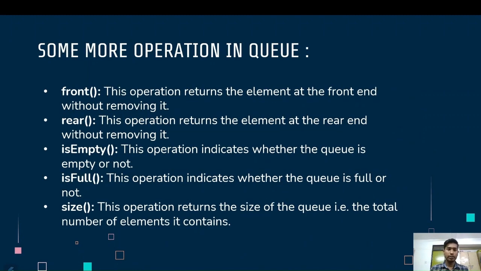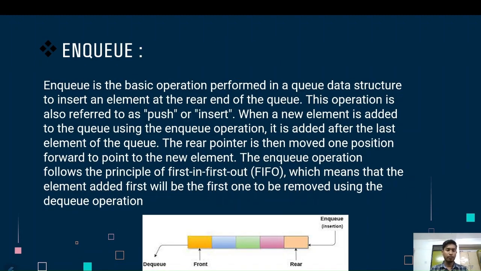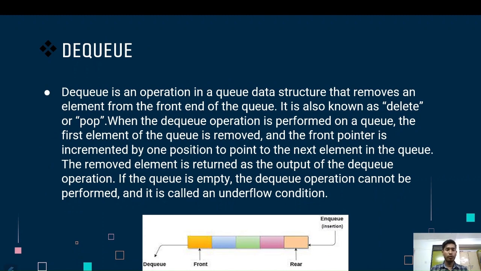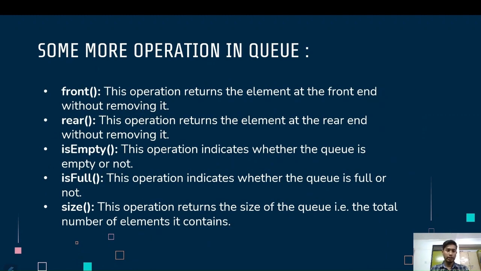Coming to the next, some more operations in a queue. The front operation returns the element at the front end without removing it. The rear operation returns the element at the rear end without removing it. Is empty indicates whether the queue is empty or not. Is full indicates whether the queue is full or not. Size tells about the size of the queue, or the total number of elements it contains. So these are some basic operations in a queue. We can perform NQ, DQ, and these some more operations in a queue.